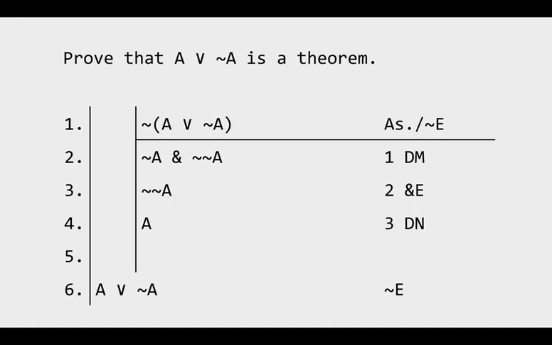And now let me extract again from line 2 tilde A through ampersand elimination. And there you have it. There's a contradiction right there. That means we can end this subderivation. We take the assumption, we eliminate the tilde, and now we have our theorem. That's it. Simple as that. 1 through 5, tilde elimination.